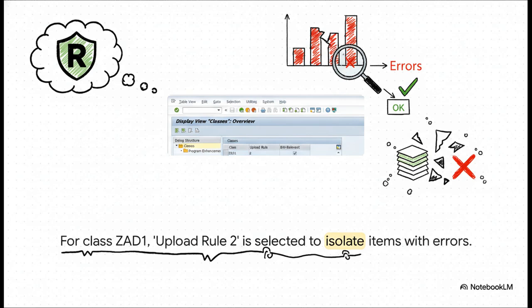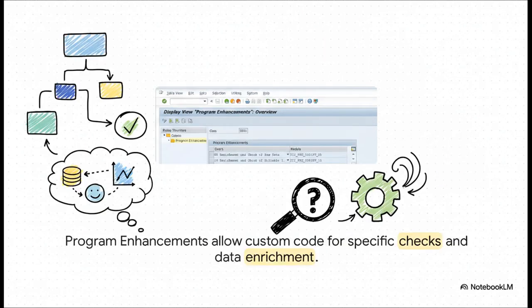So first things first. Martex sets the high-level rule for their software usage data. And you can see it right here on the screen. They've chosen Upload Rule 2. They're telling the system right from the get-go to automatically quarantine any incoming usage records that have any kind of error. But wait a minute.